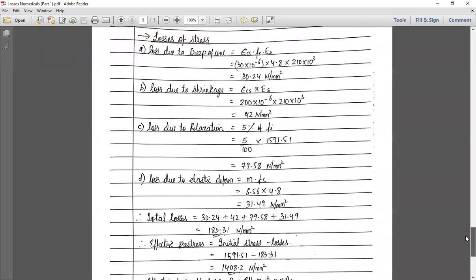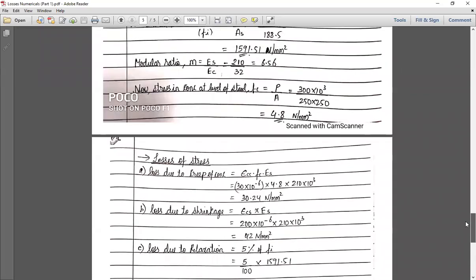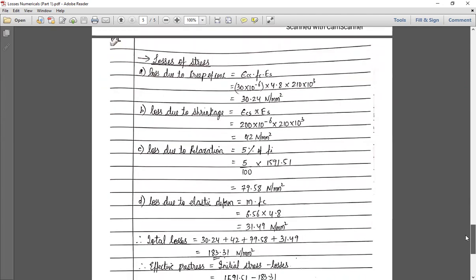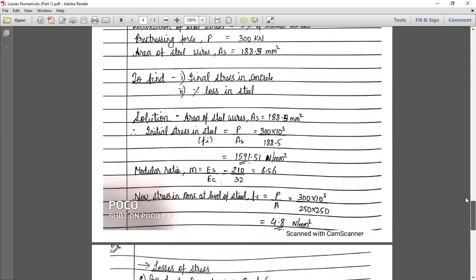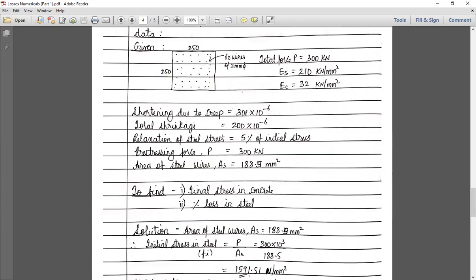ठीक है, so losses problems are pretty much simple. Just you have to remember the equations as per the given data. Just you have to calculate the losses. That's it. ठीक है, so just remember जो loss due to elastic deformation, it will be there by default. And apart from that, whatever data is given, you have to find out the losses.